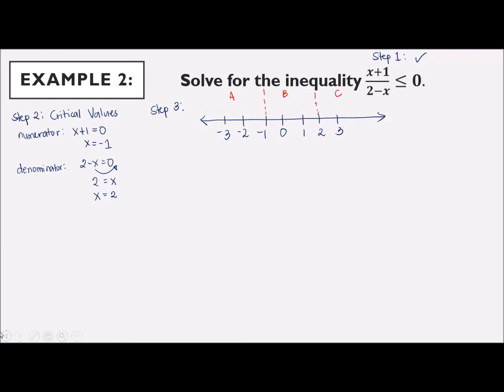Okay? Now, we're going to test our critical values to see whether they are part of the solution or not. So, step 4, test the critical values. Using x is equal to negative 1. What happens here, in x plus 1 over 2 minus x is less than or equal to 0, is we just substitute x with negative 1.